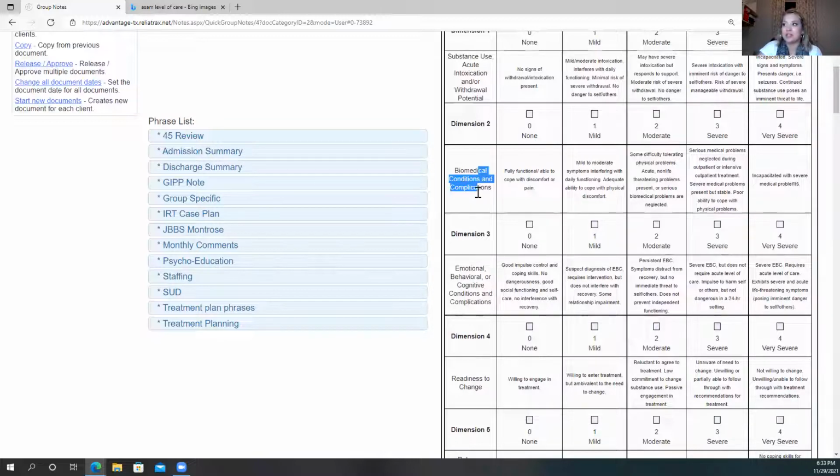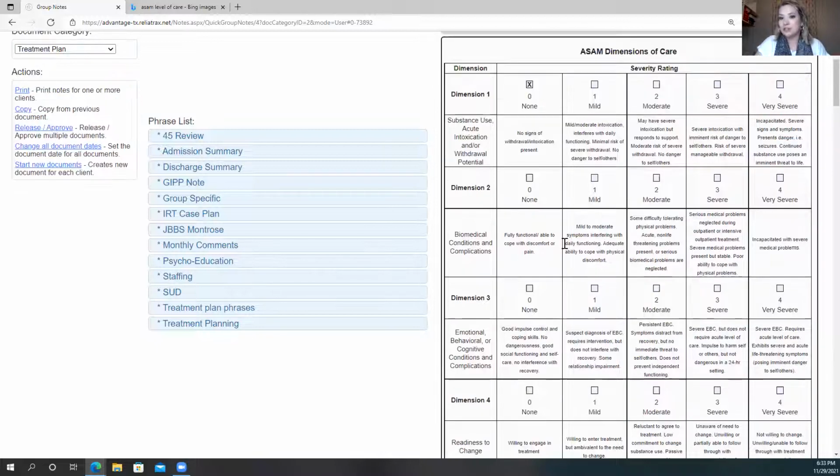Biomedical conditions and complications, I need you to look at their physical self. Do they come in with a ton of medication? Do we need to get them hooked up with psychiatry? What about medications and their physical health? Do they have diabetes? Do they have pre-existing conditions? Are they going to need an outpatient doctor?